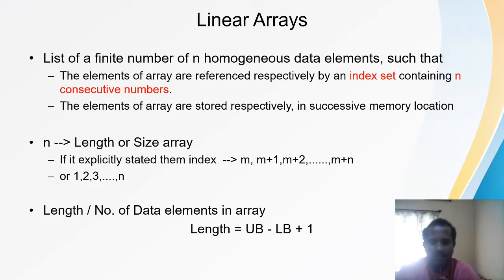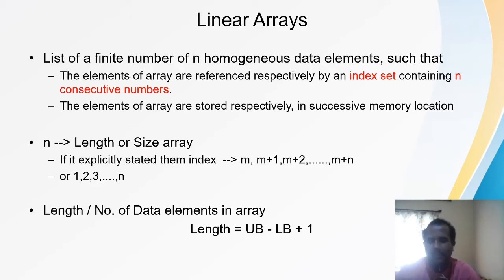Now let us see how the number of elements present in the array can be calculated. We have the formula for the length or the number of elements in the array: length is equal to ub minus lb plus 1, that is upper bound minus lower bound plus 1.